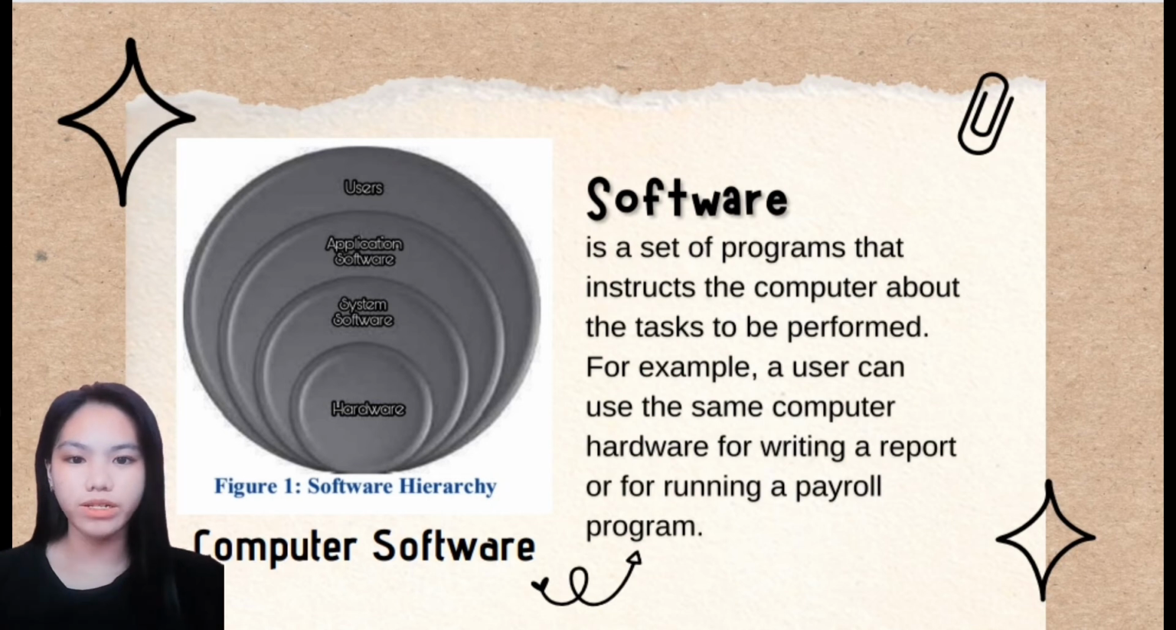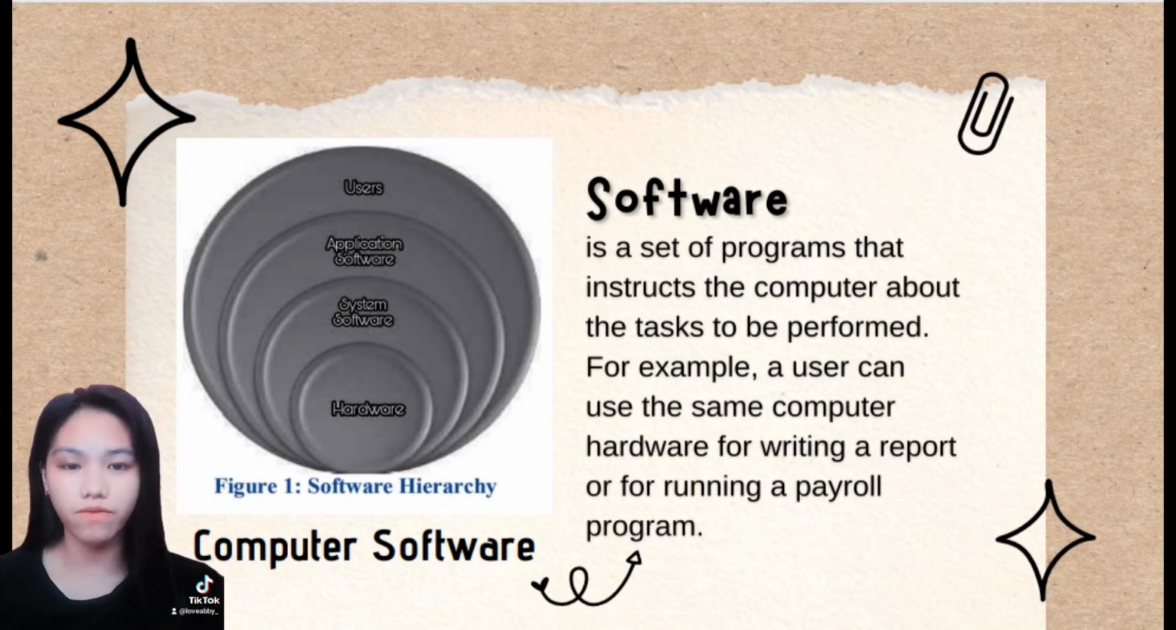Computer software. Software is a set of programs that give instructions to the computer about the tasks that need to be completed. Hardware does these duties, while software instructs the computer on how to do so. On the same hardware, numerous software packages can be loaded to carry out various functions. For example, a user can run a payroll program on the same computer hardware they use to write reports.